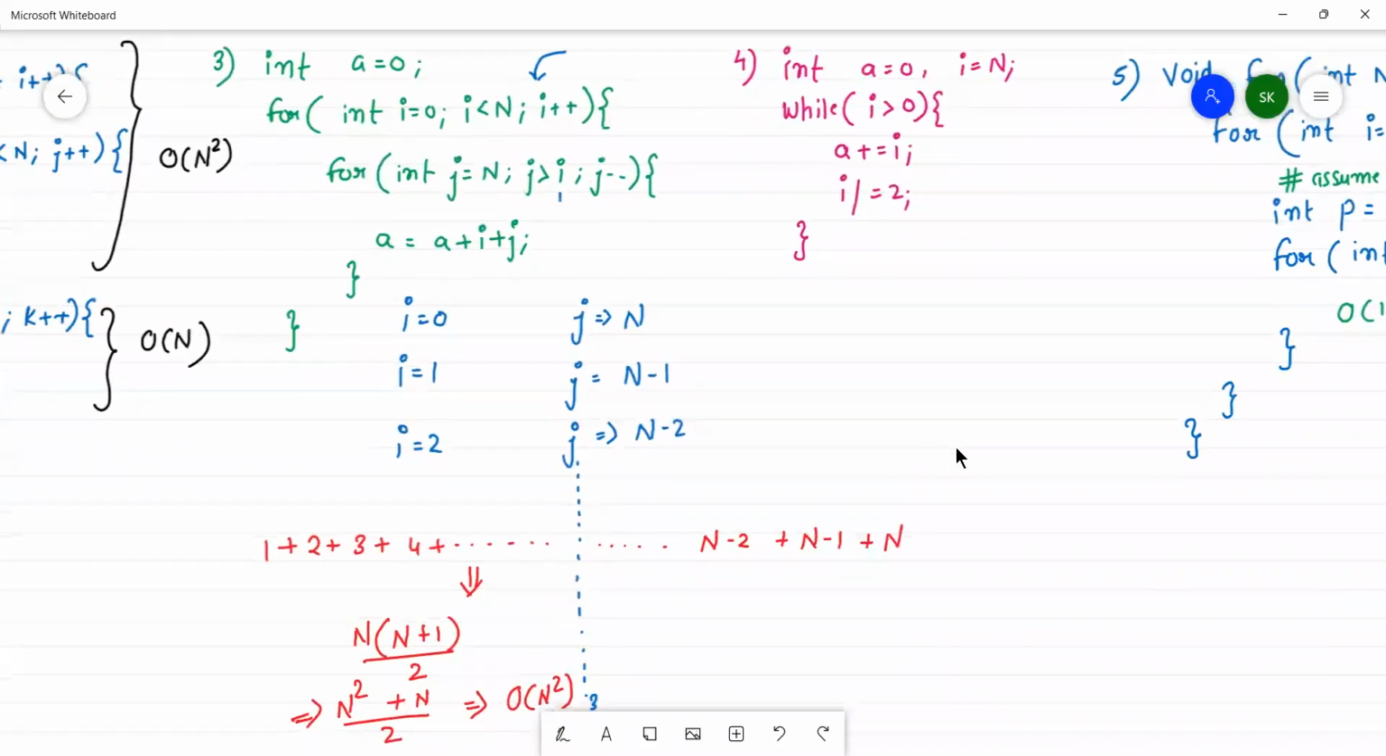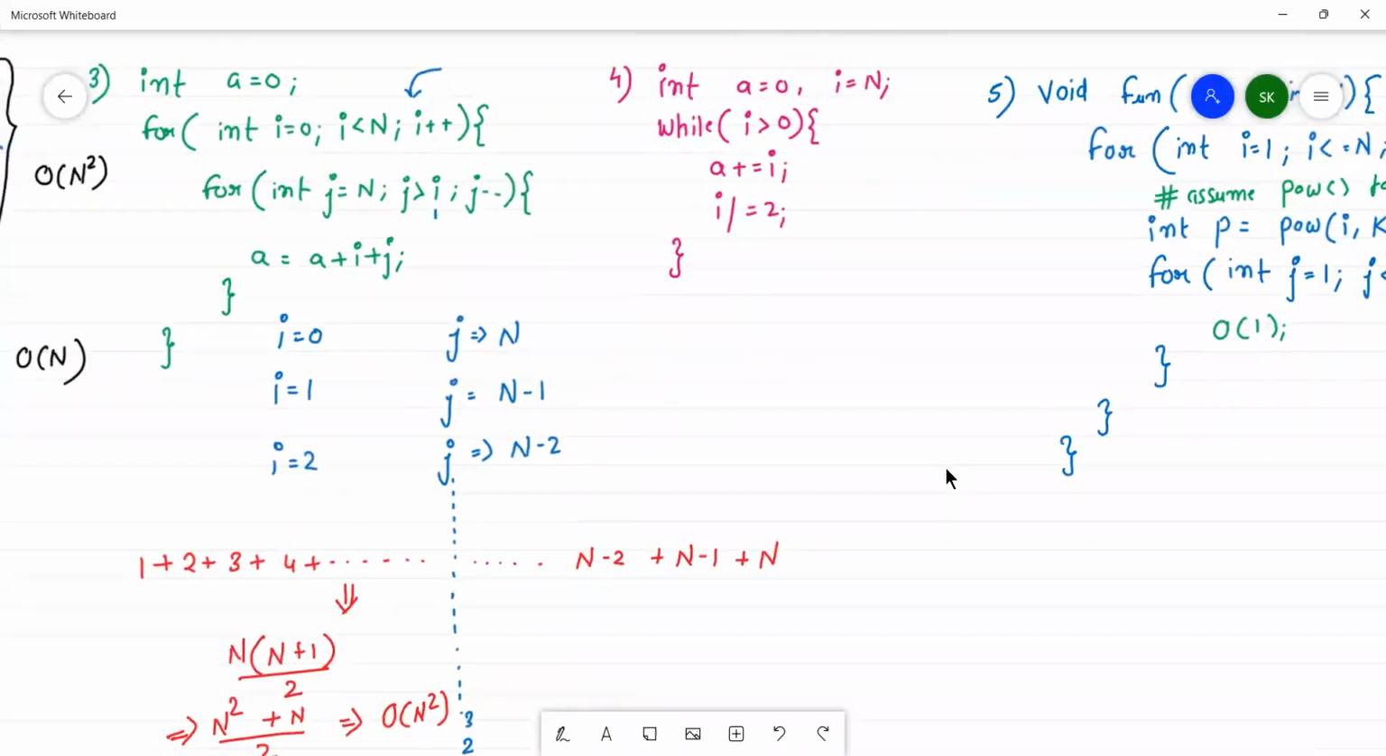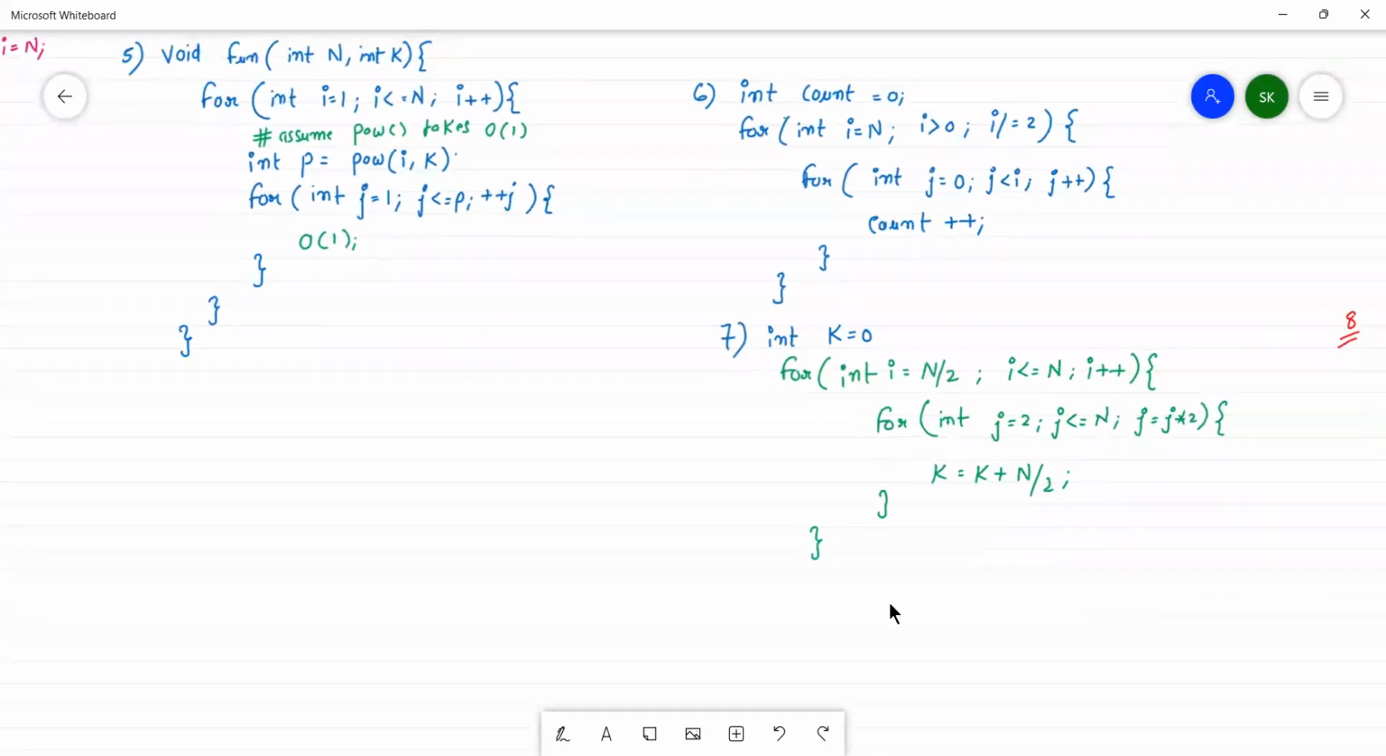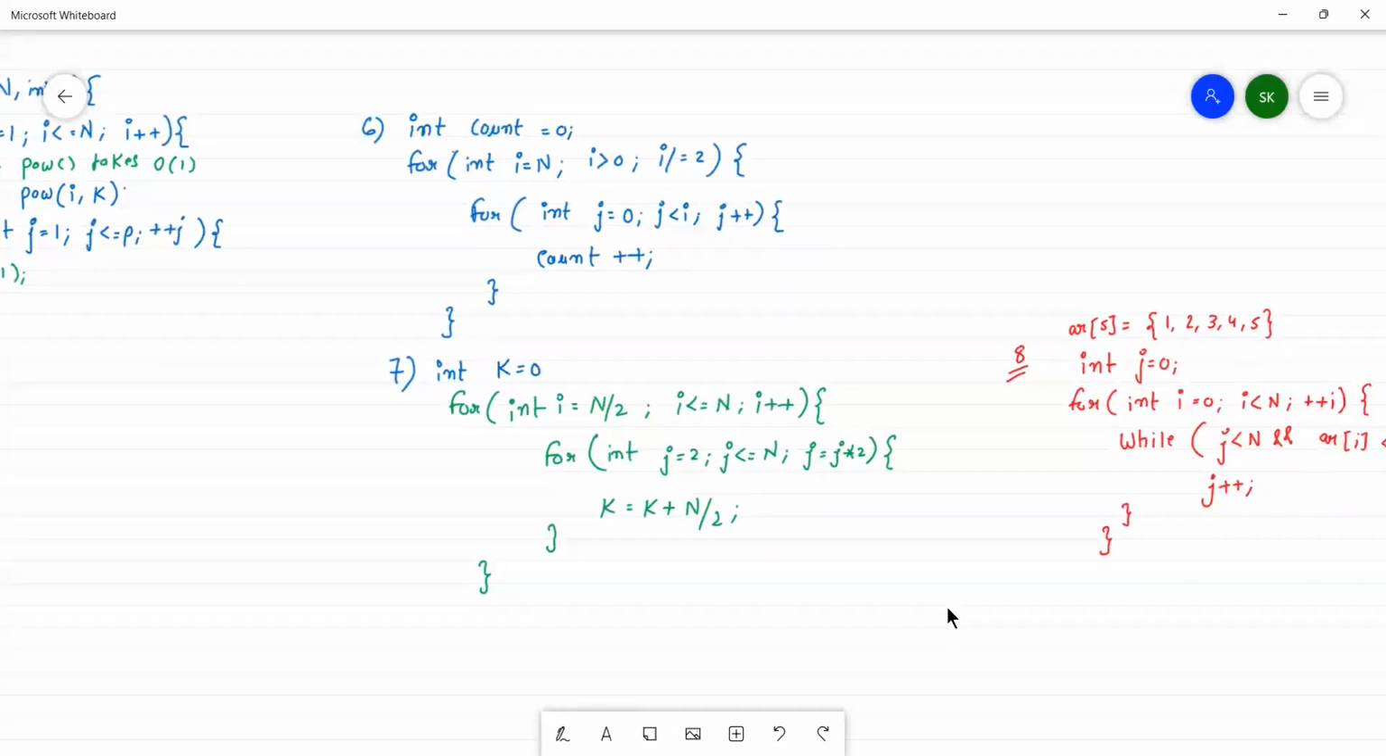Okay, so I solved up to 3. The 4th, 5th, 6th, 7th, and 8th are your homework. Try to do it today. If not, then we will solve it tomorrow.